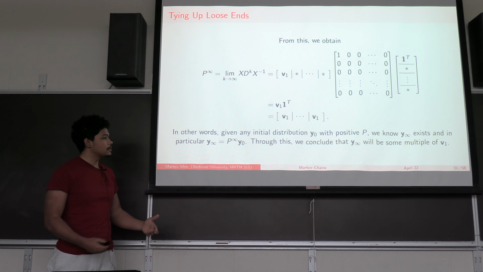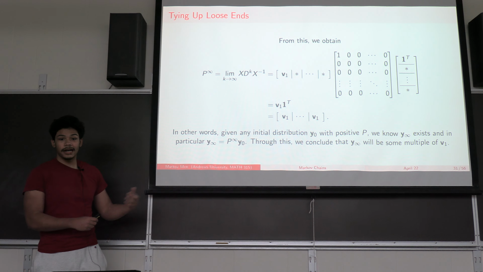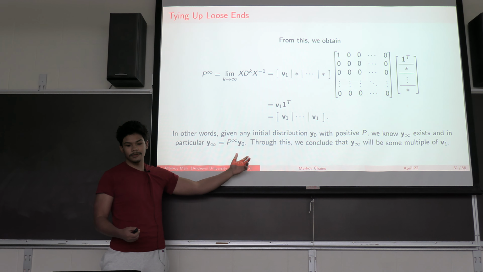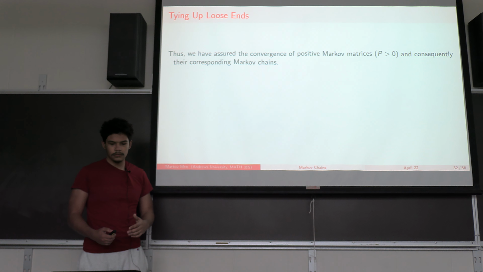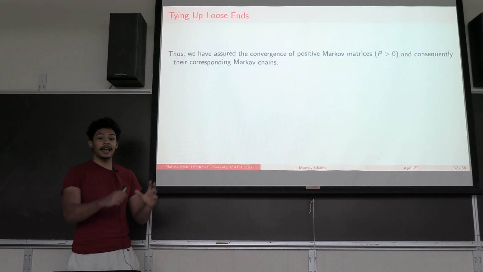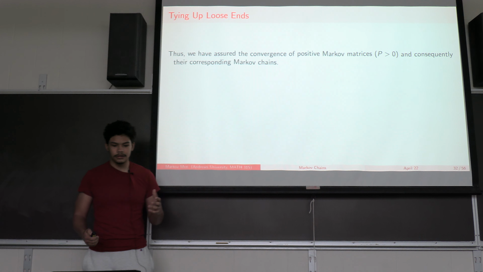So in other words, we can say that for any initial distribution with positive matrix P, y infinity exists, and y infinity is just going to be P infinity times y naught, right? So we conclude that, given the definition of P infinity, y infinity is just going to be some multiple of our vector V1. So we've assured the convergence for every positive matrix. This means that in any Markov chain, if all of our probabilities are greater than 0, immediately we know that that Markov chain converges. That's an astounding result.